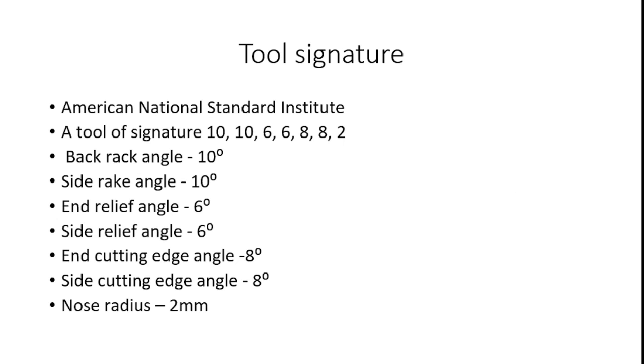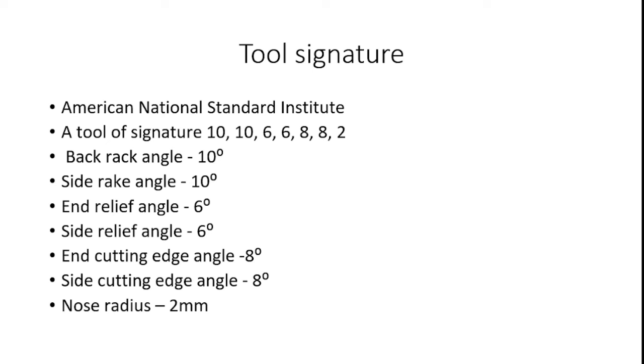In that, what is tool signature? The tool angles have been standardized by the American Standards Association. Nowadays, it may be called the American National Standards Institute. They provide the cutting tool signature, which consists of 7 important parameters. What we have discussed in the tool geometry topic, they provide the same data with the tool signature: back rake angle, side rake angle, end relief angle, side relief angle, end cutting edge angle, side cutting edge angle, and the nose radius. These are all the important factors incorporated in the tool signature.